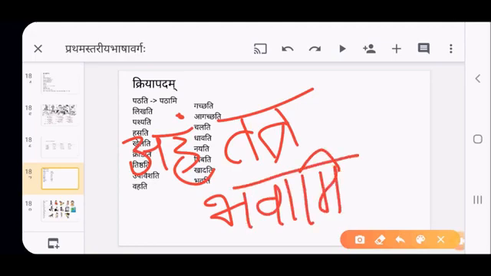I am there. Now, generally, how this sentence is used is "aham tatra bhavami." Suppose you are going to a temple, and somebody asks you, are you going to be at the temple? Then you can say "aham tatra bhavami," if it is going to be today.